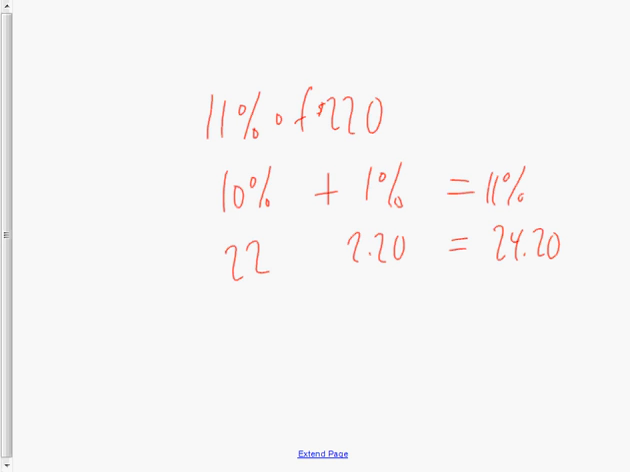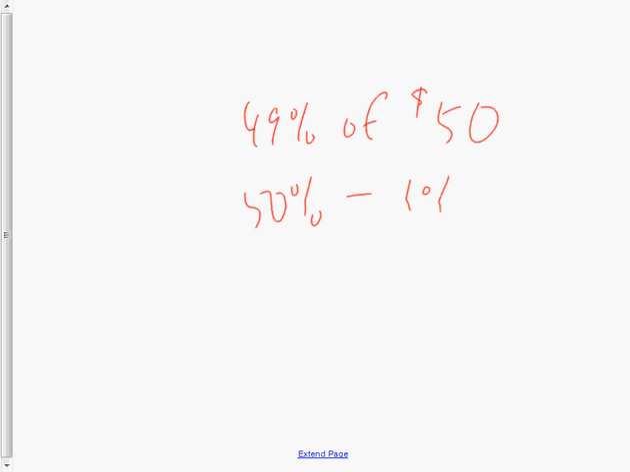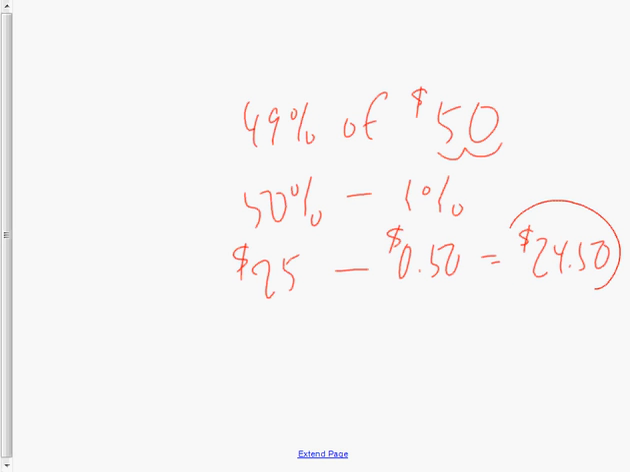Question number 14 says 49% of $50. For this one, I'm going to find 50% and take away 1%. 50% of $50, we all know, is $25. 1%, I'd move my decimal 2 places over, would be 50 cents. So $25 take away 50 cents is $24.50, which is 49%.